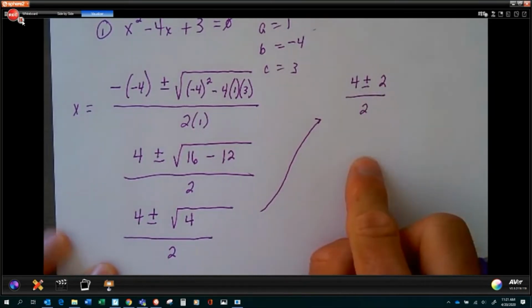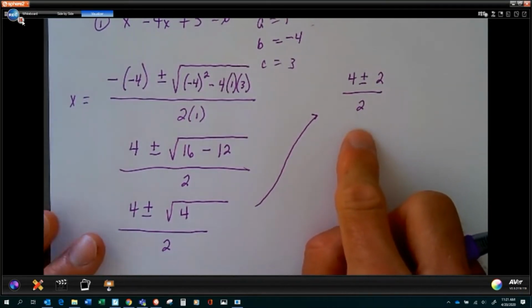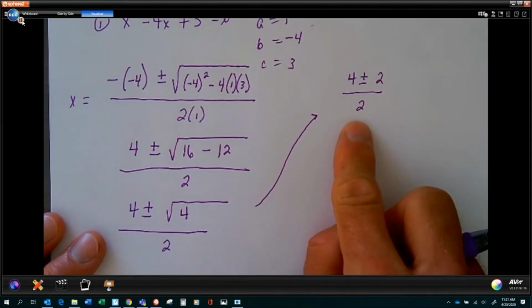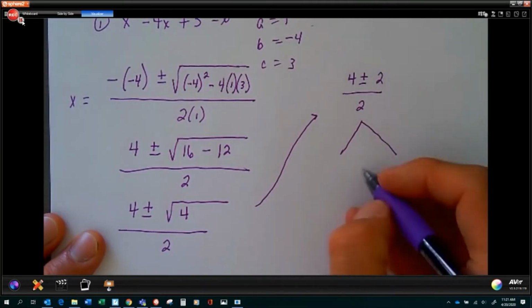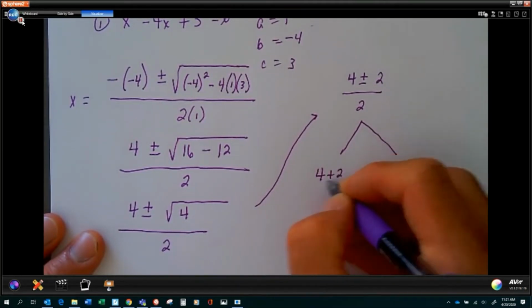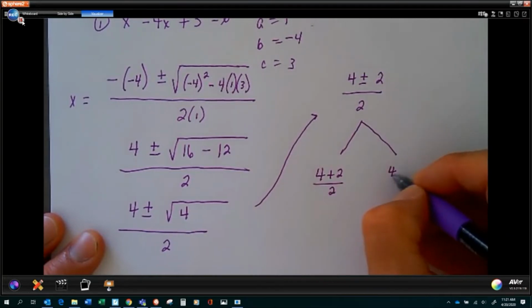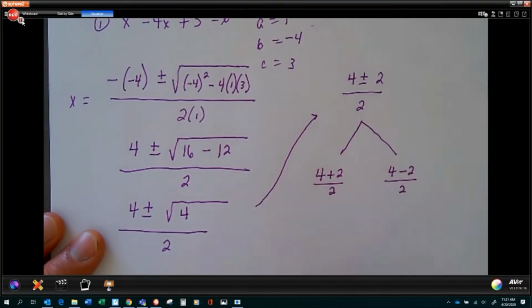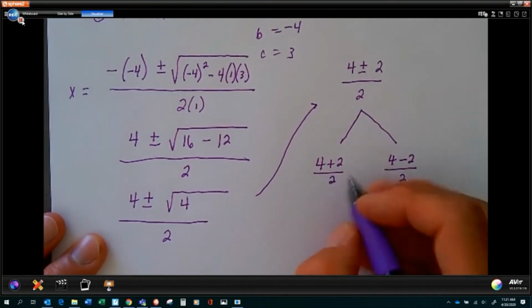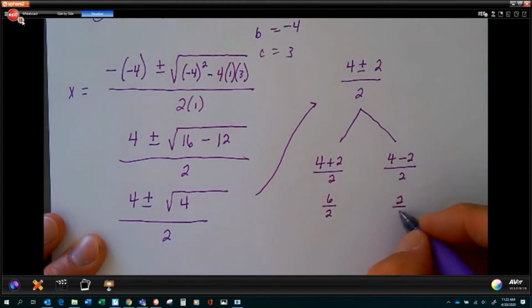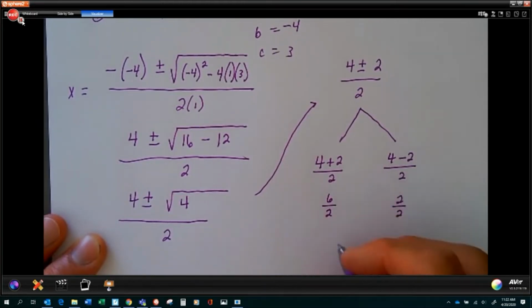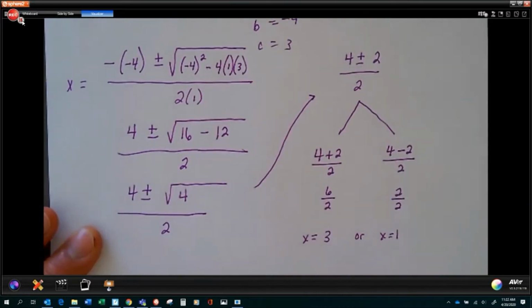Now here's where we've got two different problems, kind of like the way we did solving absolute value equations. We need to split this into 2. This is why this plus or minus is here. We've got 4 plus 2 divided by 2, and then we have 4 minus 2 divided by 2. And now we have our two answers. 4 plus 2 is 6, 6 divided by 2 is 3. 4 minus 2 is 2, 2 divided by 2 is 1. So x is going to equal 3, or x is going to equal 1.